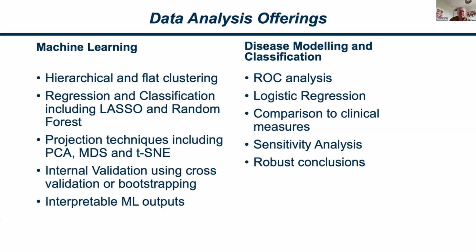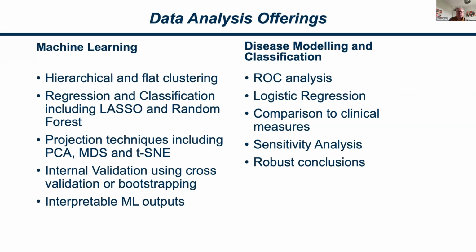In terms of disease modeling and classification, oftentimes physicians and so on are quite interested in these types of models because it gives them something that is actionable in some sense, that could perhaps be used in a clinical setting of some sort. The general types of analysis we do are ROC type analysis, of course. Logistic regression is very useful for these analyses because it's quite interpretable.